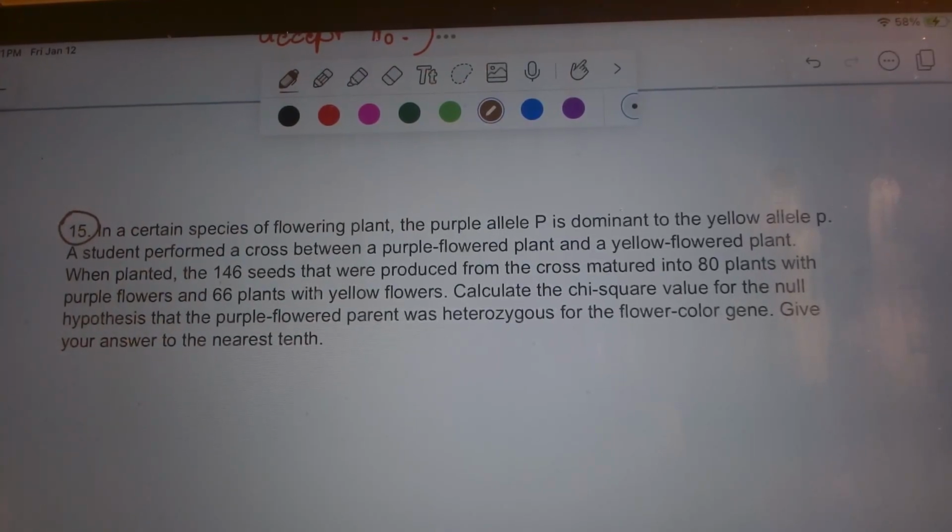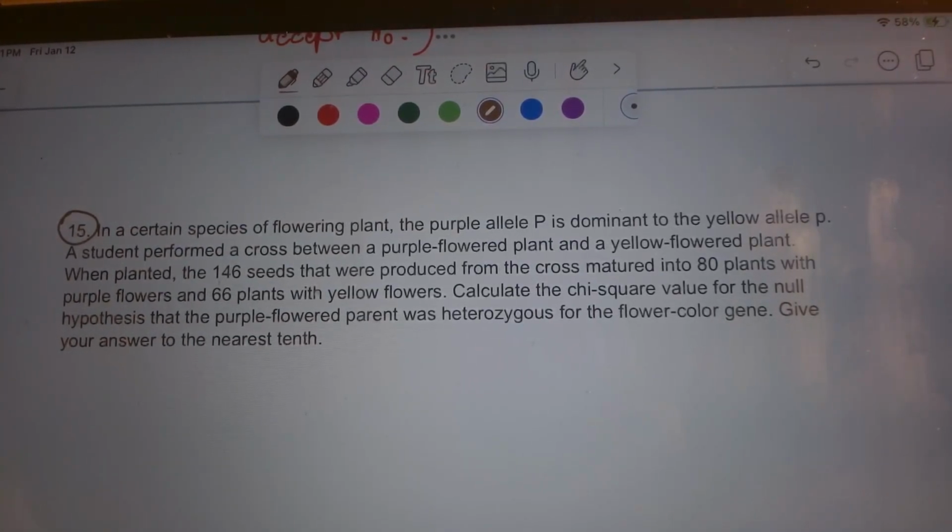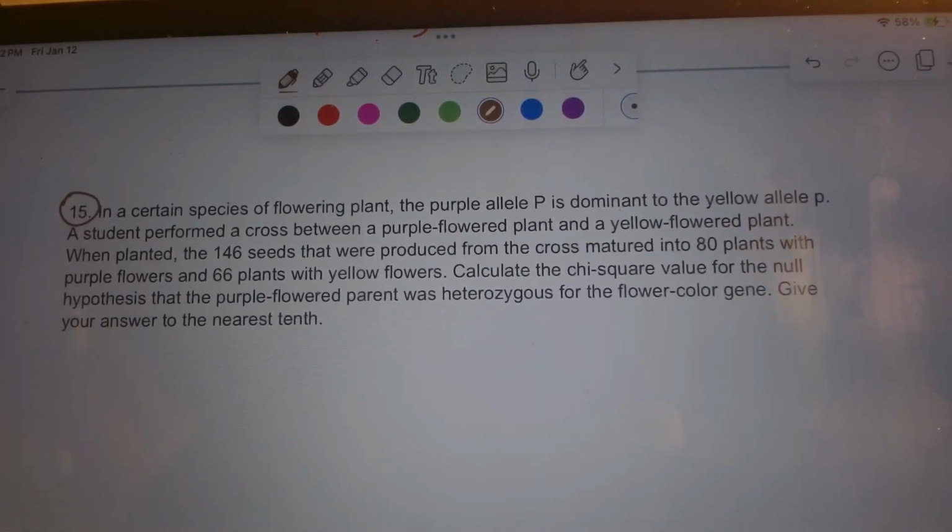Actual number 15. In a certain species of flower plant, the purple allele is dominant to the yellow allele, lowercase p. A student performed a cross between a purple flower plant and a yellow flower plant. When planted, the 146 seeds that were produced from the cross matured into 80 plants with purple flowers and 66 plants with yellow flowers. Calculate the chi-square of the null hypothesis that the purple flower parent was heterozygous for the flower color gene.